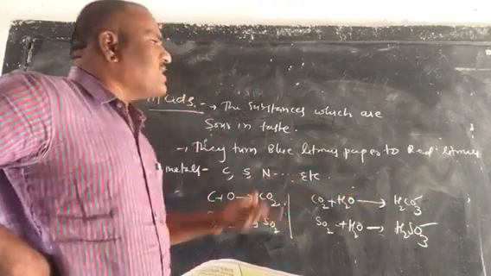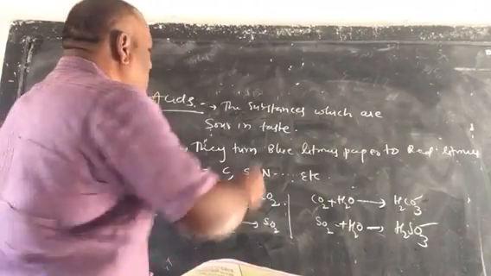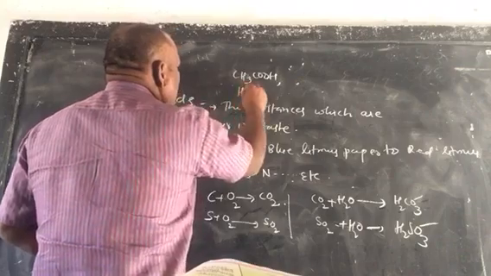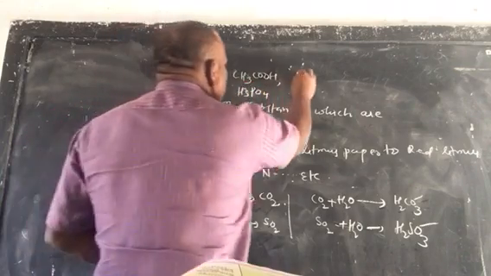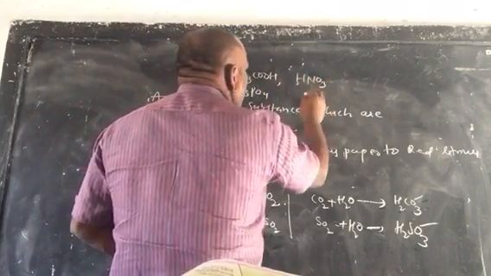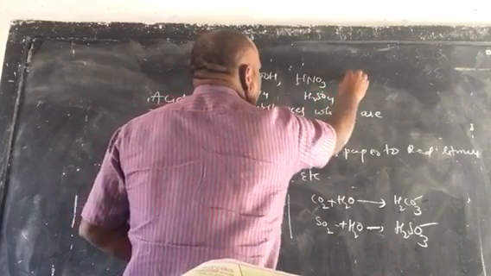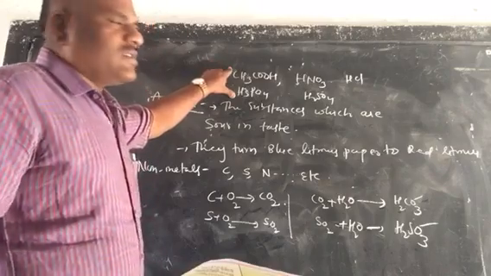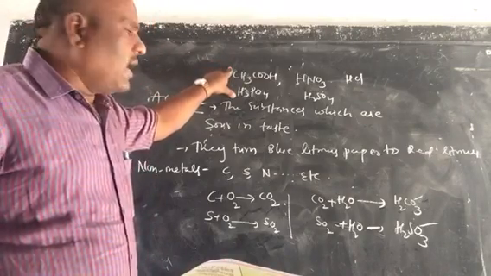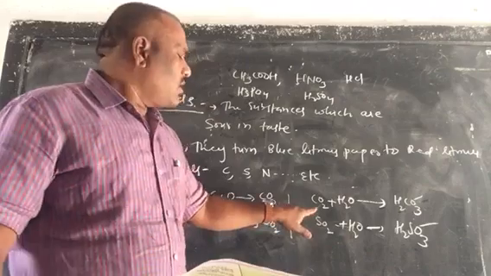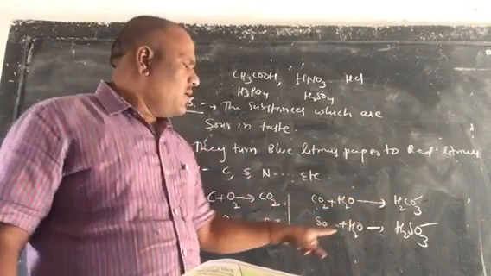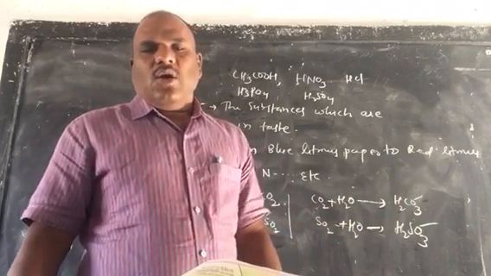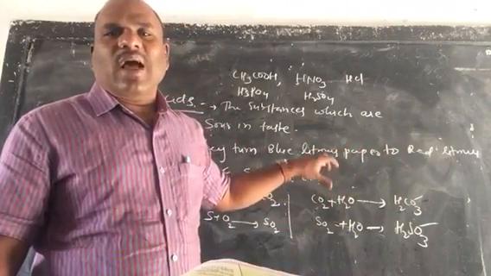So like that, so many acids are there in the laboratory. They are, for example, acetic acid CH3COOH, phosphoric acid H3PO4, nitric acid HNO3, sulfuric acid H2SO4, and HCl, hydrochloric acid. So these are the chemicals available in the laboratory, children. Carbon dioxide plus water gives carbonic acid, and sulfur dioxide plus water gives rise to sulfurous acid. So these are the preparation of acids in the laboratory, children.